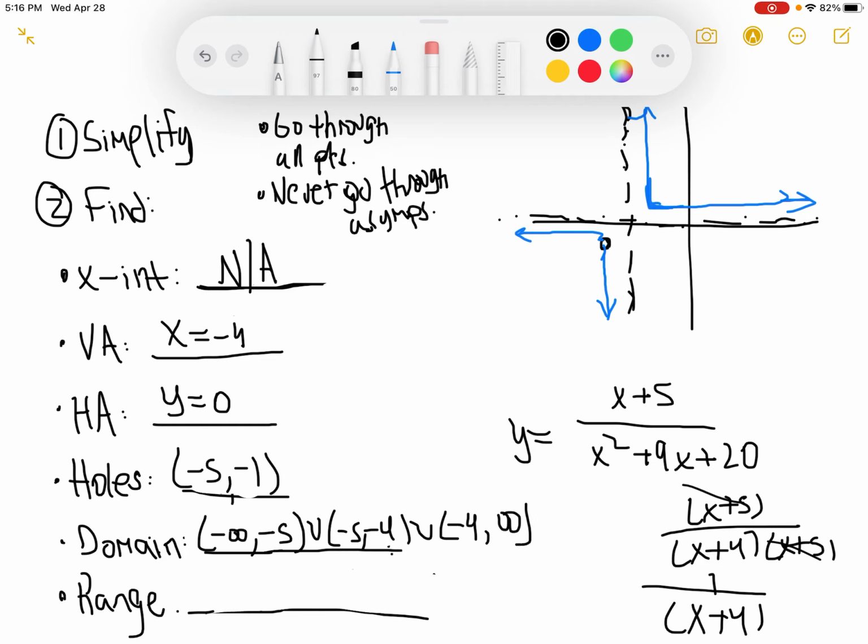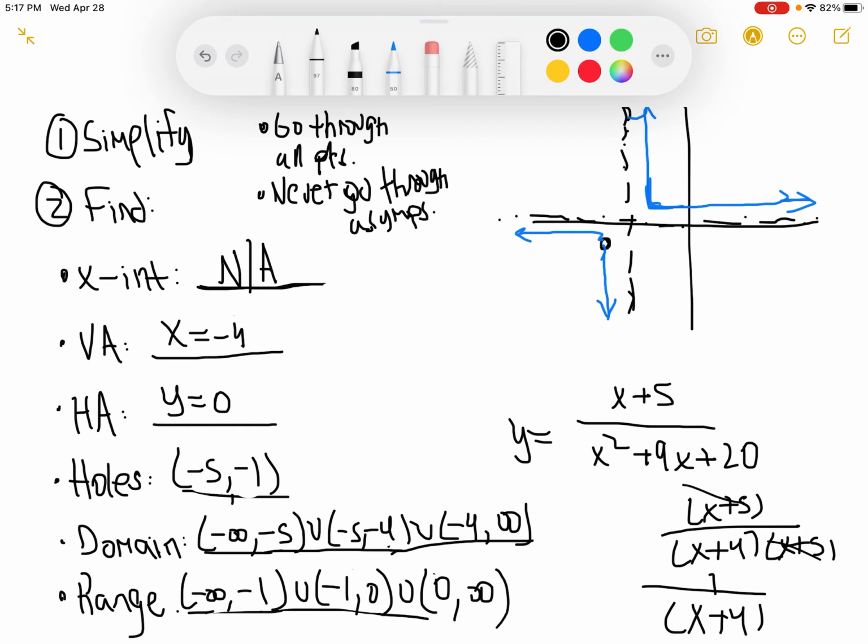Then we have the range. Once again, it starts at negative infinity. It has to stop at the hole, where the y value is negative 1. Then it has to stop again at 0, the x-axis. So then we do negative 1 to 0. Then it finally can go all the way to infinity. And that would be our answer.